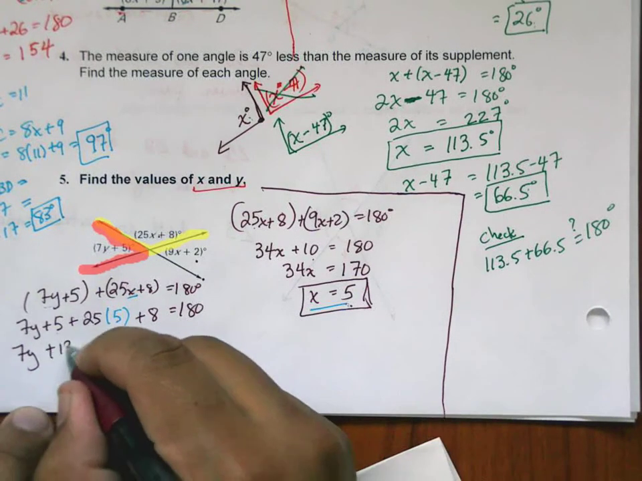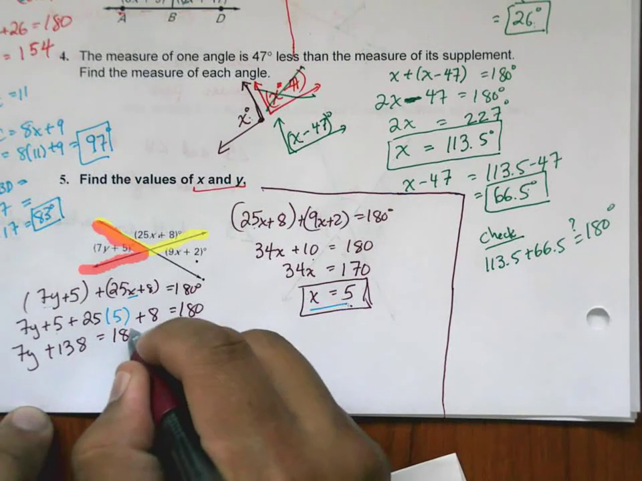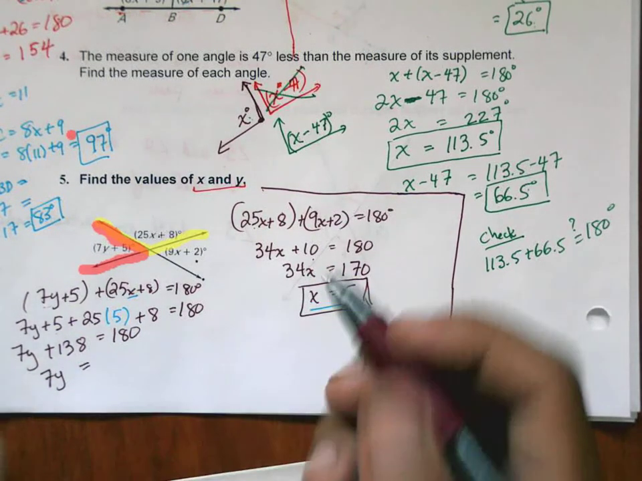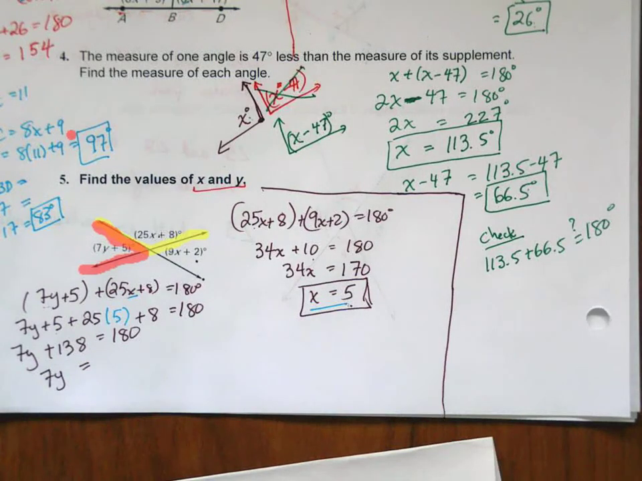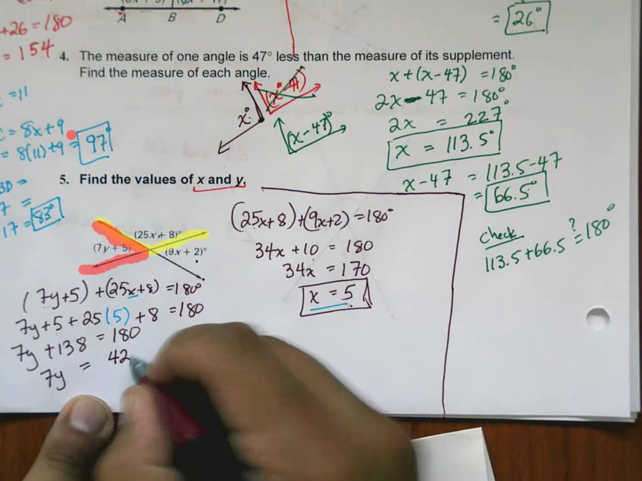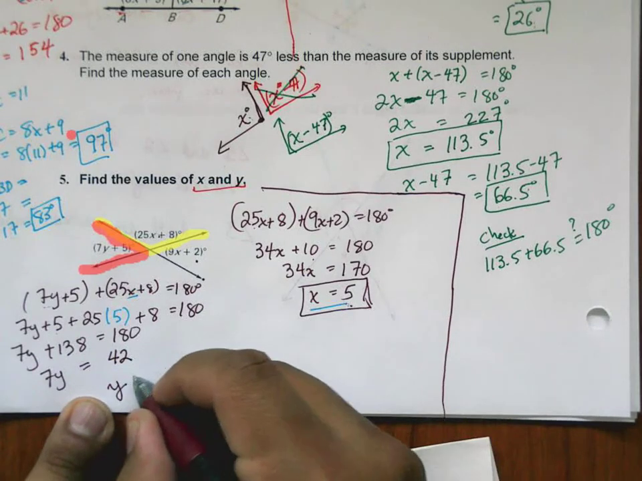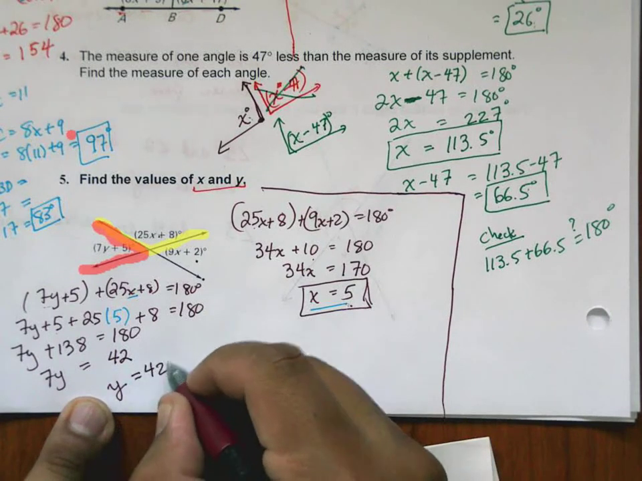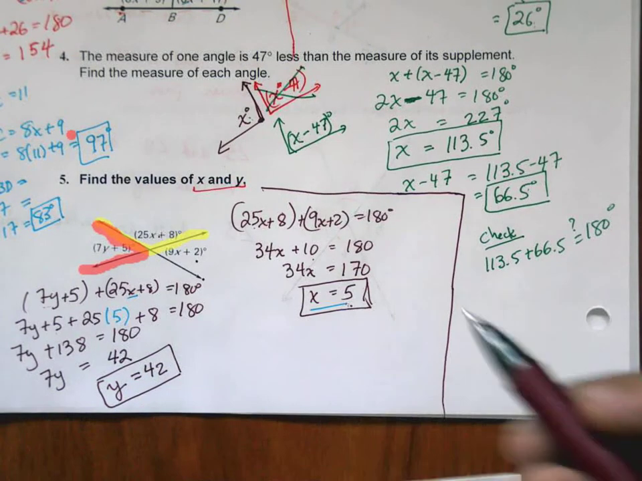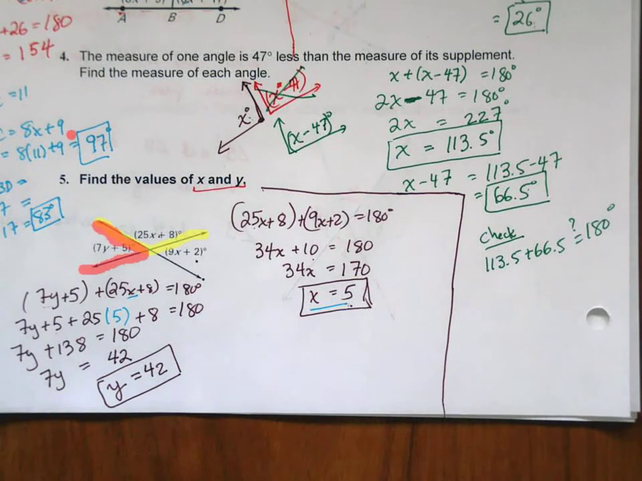So 7y plus 138 equals 180. Subtract 138 from both sides, and I get that 7y equals 42. Divide both sides by 7. y equals 6. And be careful, do not write degrees on here. There's no degrees to this. These are just variables, and we're asked to solve for the variables.